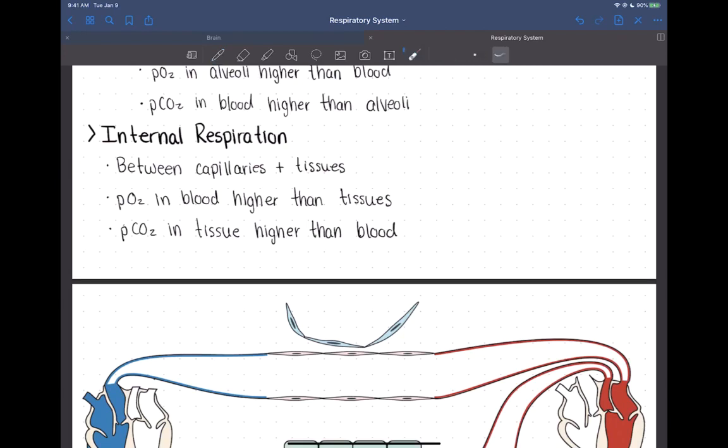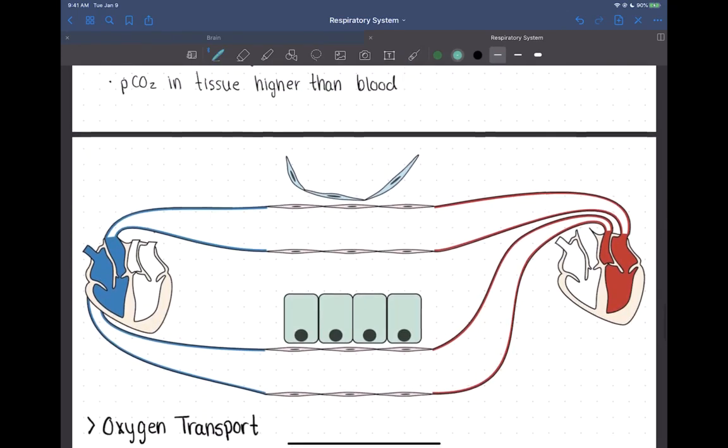So for internal respiration, our oxygen would be higher in the blood because it's oxygenated blood than in the tissues, and we want that oxygen to move from the blood to the tissues. And then CO2 in the tissues would be higher than in the blood. Okay, so let's look at some actual pressures and some examples of this, all right, with this picture.